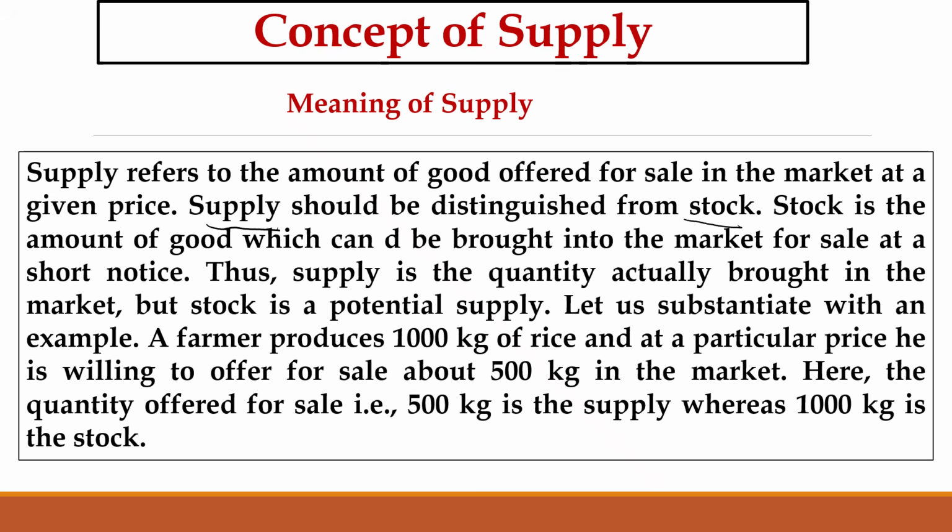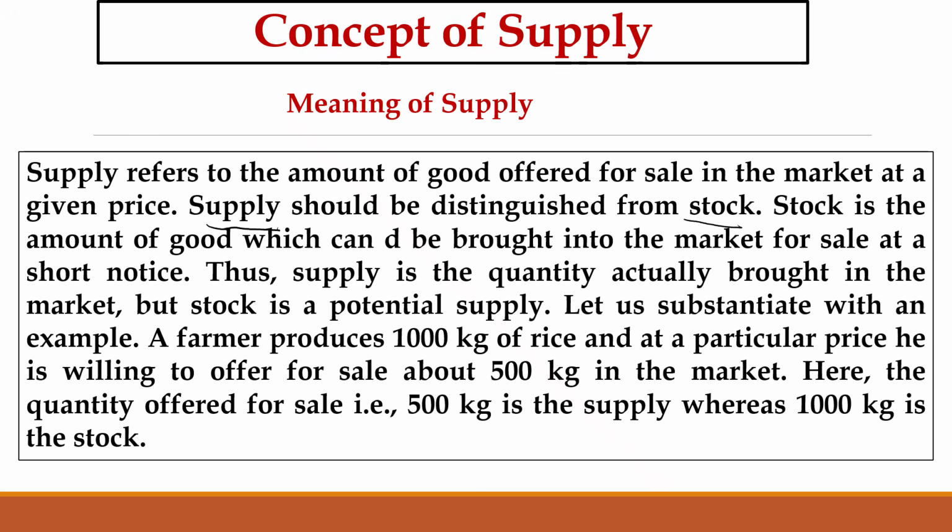Now stock is the amount of goods which can be brought to the market for sale at a short notice. Thus supply is the quantity which is actually brought to the market, but stock is the potential supply. Let us substantiate this with an example. We'll try to understand the difference between supply and stock with a simple example.